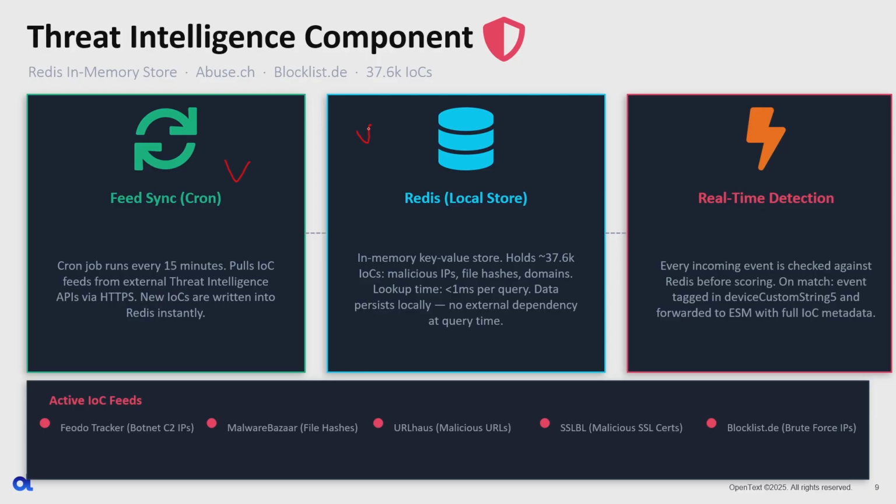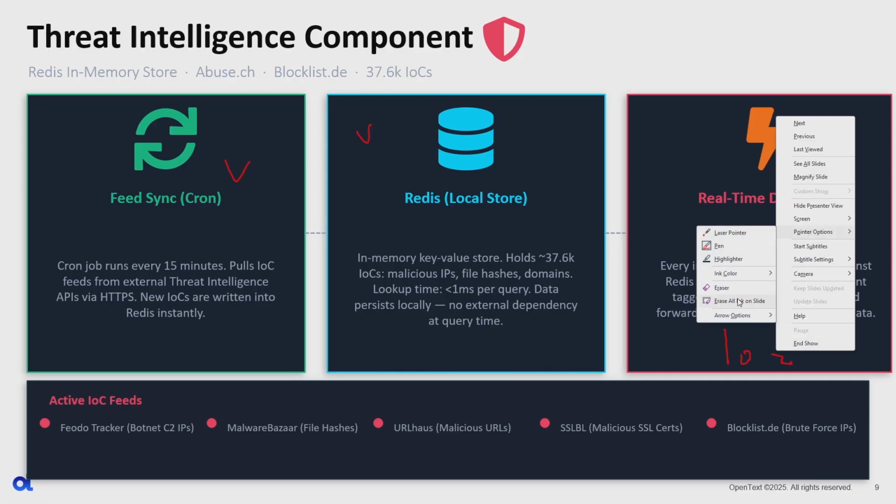The lookup time is less than 1 millisecond per query, and every incoming event is checked against Redis before it gets its final score. By saying final score, I mean noise, signal, or uncertain. On match, the ArcSight schema field, device custom string 5, this one, is getting populated with some basic metadata, saying something like IOC detected. Okay.